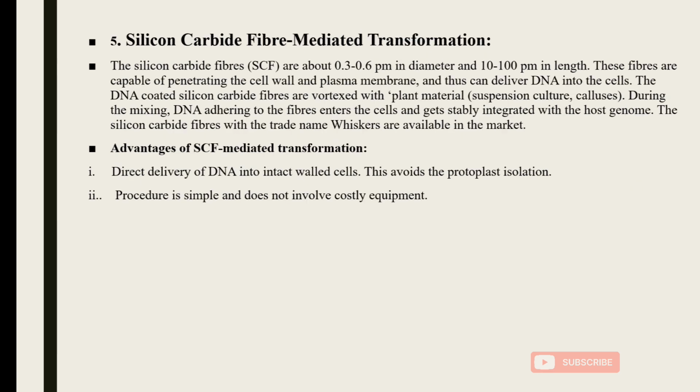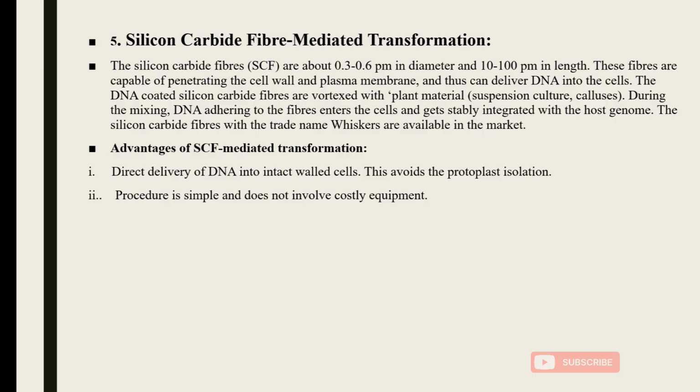5. Silicon carbide fiber-mediated transformation. The silicon carbide fibers, SCF, are about 0.3 to 0.6 picometer in diameter and 10 to 100 picometer in length. These fibers are capable of penetrating the cell wall and plasma membrane and thus can deliver DNA into the cells.